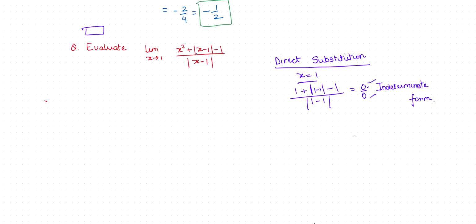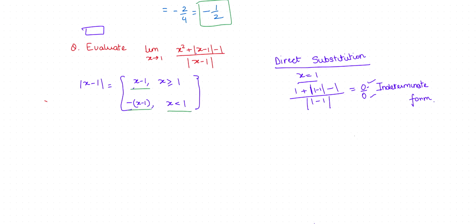So we will write the piecewise function for this absolute value function, and we'll see the limits when x is approaching 1 from the left side and when x is approaching 1 from the right side. So this is a piecewise function, and its value is x minus 1 when x is greater than or equal to 1, and it's negative (x minus 1) when x is less than 1.